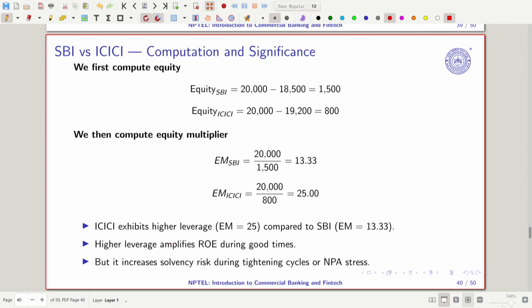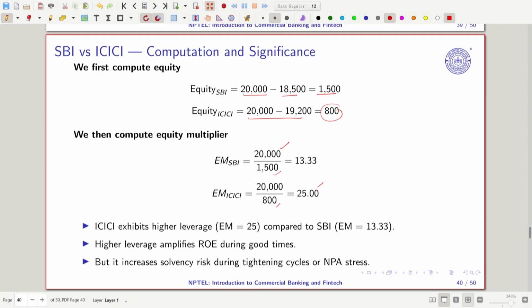So how do we calculate it? Equity for the first bank is 20,000 asset minus liability, so it is 1500. For ICICI Bank it is 800, right? And we can calculate the equity multiplier. So here we have 20,000 crore upon the shareholders' equity of 1500. Here it is 20,000 crore upon 800, which is 25.